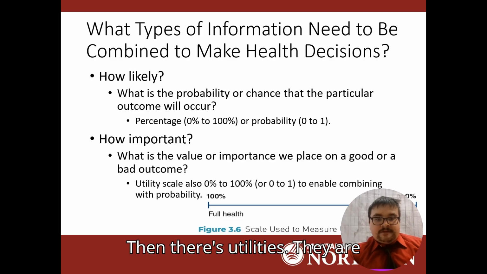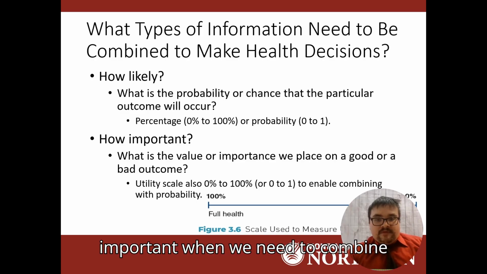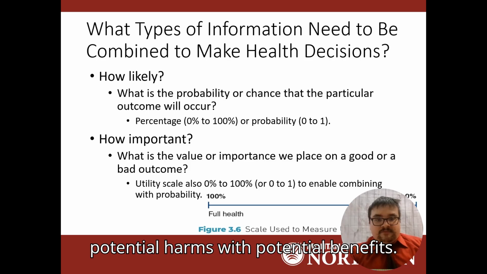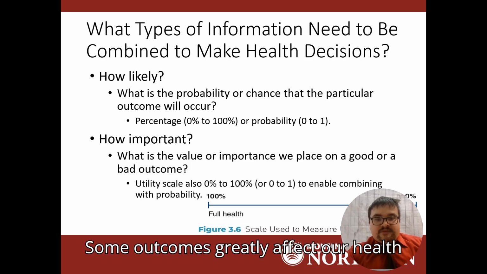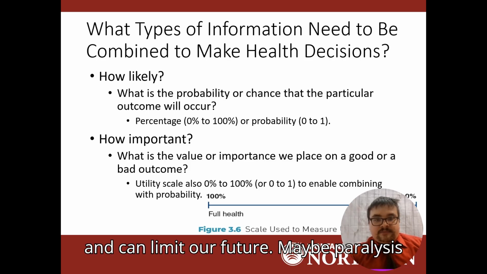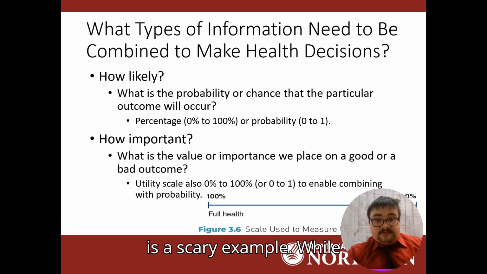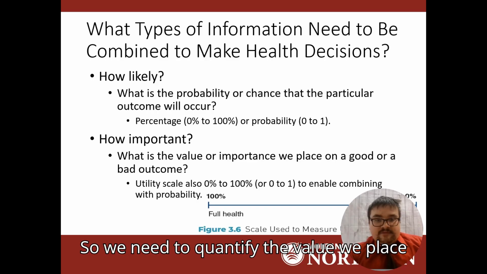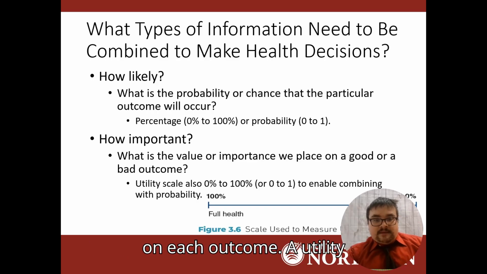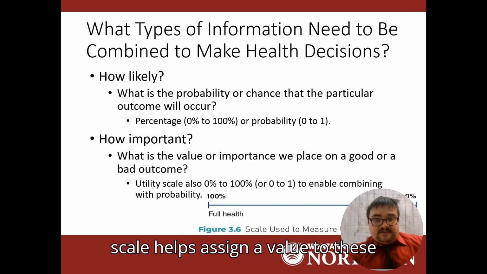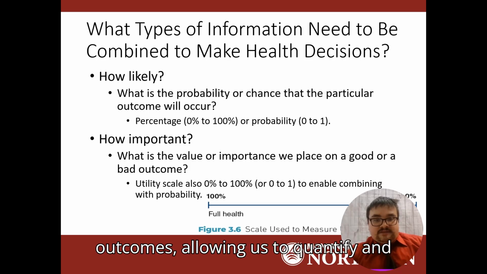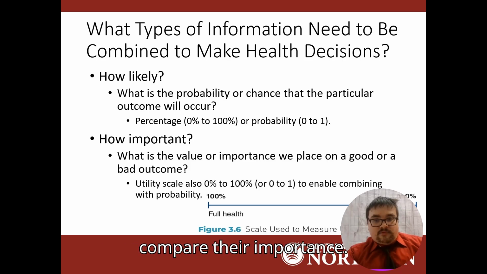Then there are utilities. They are important when we need to combine potential harms with potential benefits. Some outcomes greatly affect our health and can limit our future, maybe paralysis is a scary example, while others may have a smaller impact on our daily life, such as mild side effects. So we need to quantify the value we place on each outcome. A utility scale helps assign a value to these outcomes, allowing us to quantify and compare their importance.